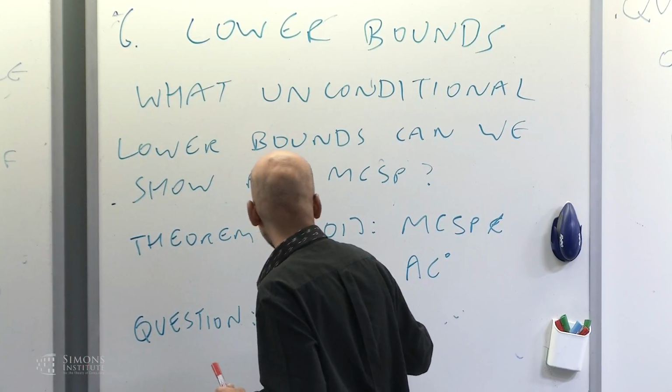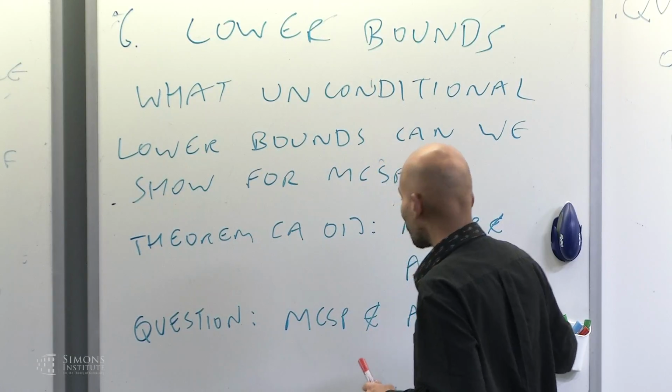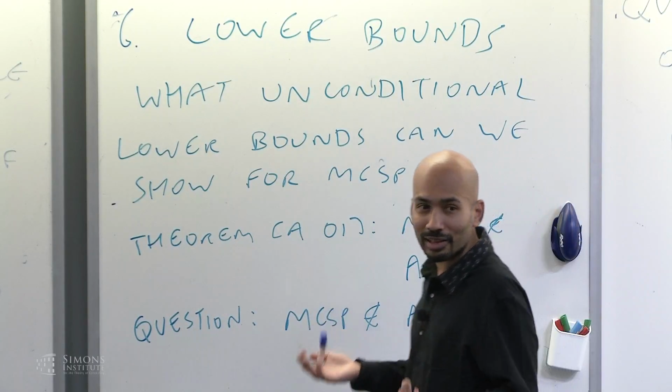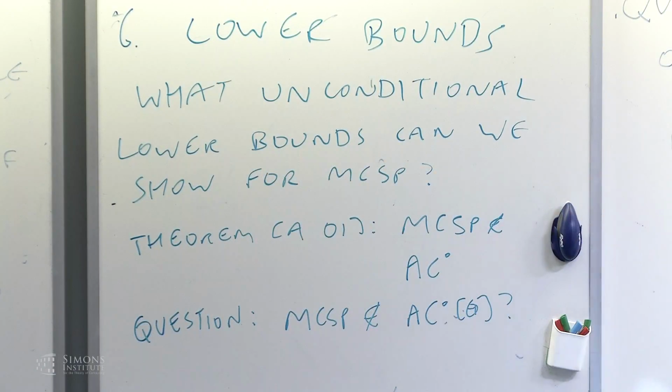This is something that Eric mentioned, but I thought I'd re-emphasize it because I think it's something that we should be able to solve, and we don't know how to. So MCSP seems like a very hard problem. AC0 parity is a class that we seem to understand fairly well, but we're not able to separate MCSP from AC0 parity.